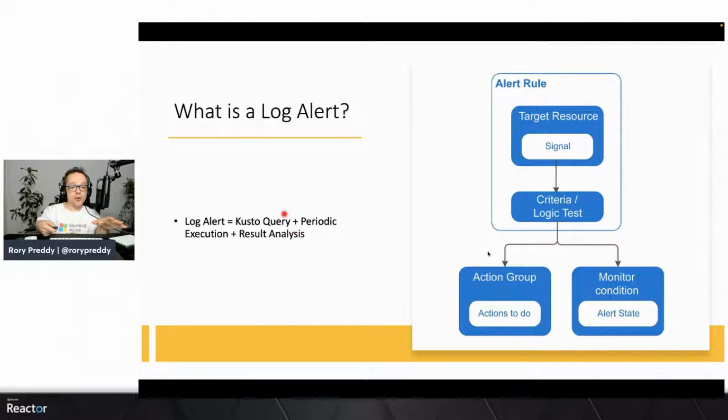That is done in a combination of Kusto query, periodic execution, and a result analysis. Everything really is a Kusto query deep down underneath there. All these signals are really Kusto queries because they all go through to a database somewhere. And then the Kusto query bubbles them up and says, run this periodically, check a condition. And when you have an action to do, go check your action group. An action group might be an email, an SMS or a webhook. And then you've got a monitor condition, set it on an alert state.